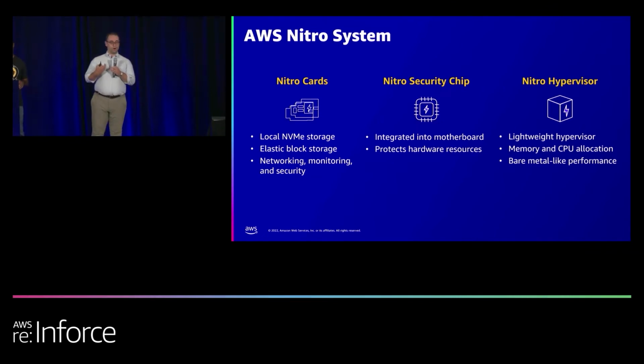The Nitro cards extend their control and their involvement in the main system board through a special piece of hardware called the Nitro security chip. This is a device that is actually installed on the system mainboards of our hosts. It allows the Nitro controller to extend its boot checking and validation onto the system mainboard, right?